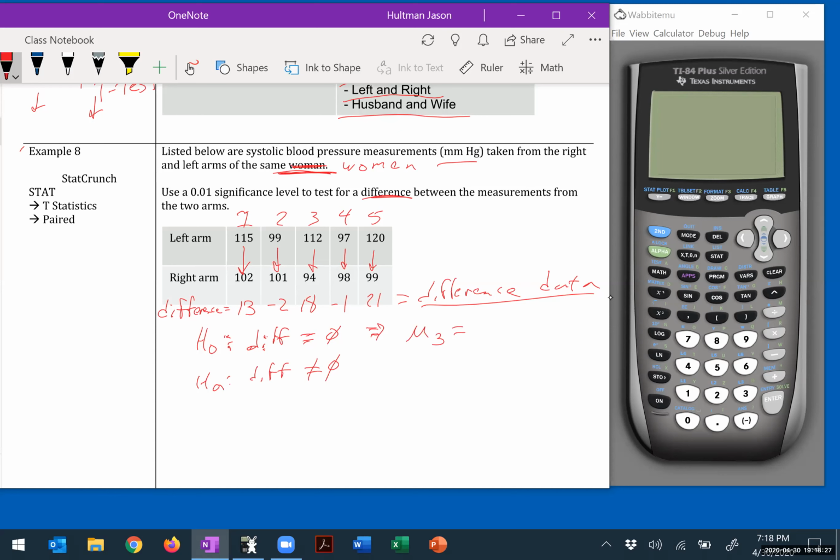So that's number 1. Number 2, let's do a one sample t-test, which is just called a t-test. Why is it one sample? Because we've already calculated the differences. We've already done that ahead of time because it's paired data. Now, I could let the calculator do this for me.